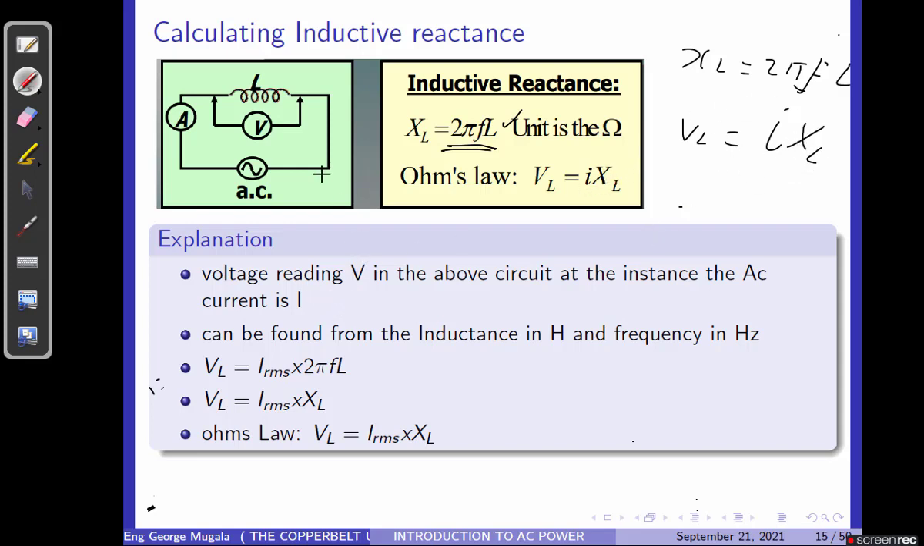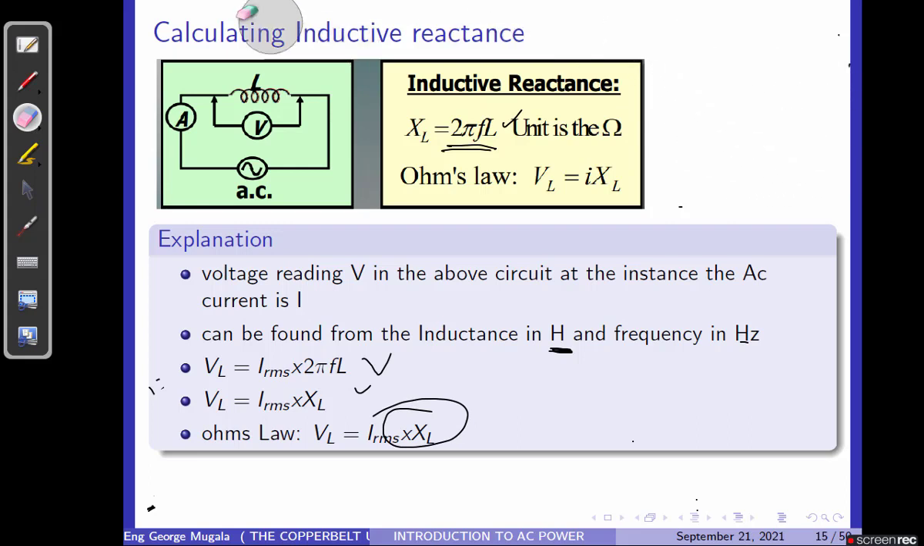And the voltage, in this case, we know that it leads the current by 90 degrees. The XL can be found from knowing the inductance in Henry and the frequency in Hertz, and VL is IRMS times 2 pi FL, and VL is IRMS times XL. This is how you apply Ohm's law. All right. So we can make some progress.